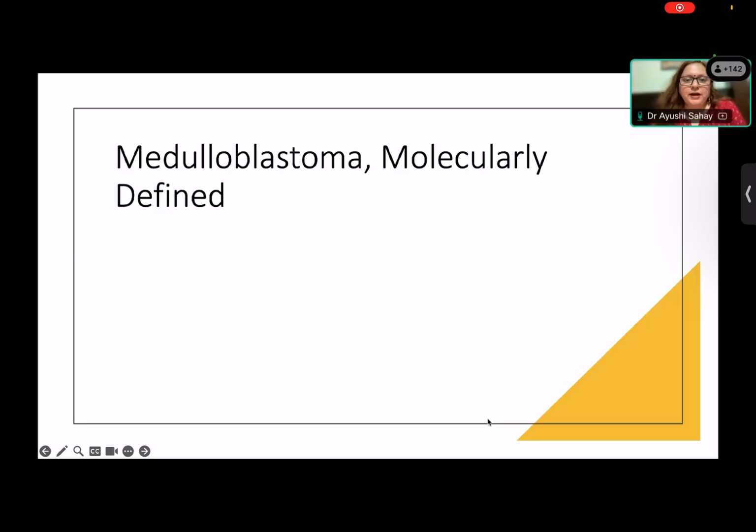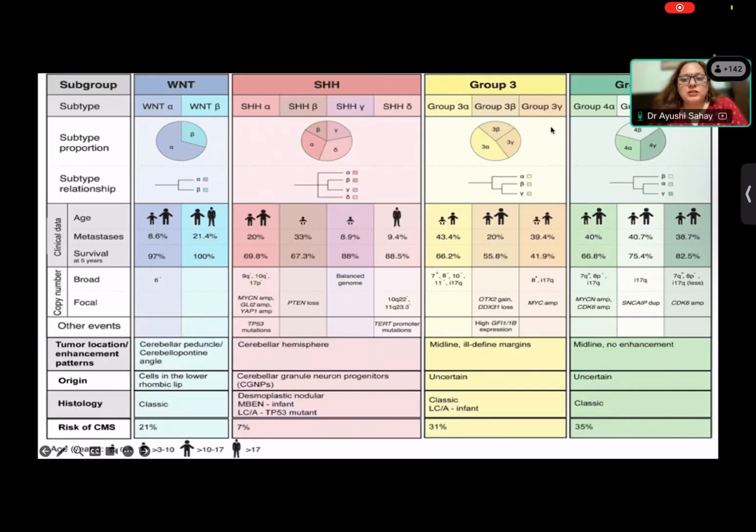So when we come to the molecularly defined, now this spectrum, as I said, is the Wnt, the SHH, group 3 and group 4, which is the non-SHH, and within these also there are multiple subgroups. I will not go into too much detail because that is not relevant, but suffice to know that within the major subgroups, there are certain molecular alterations which give the risk of how the patient is likely to behave.